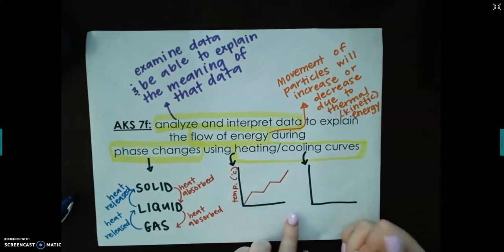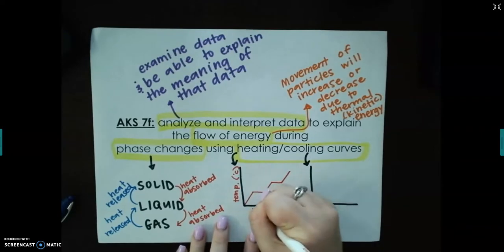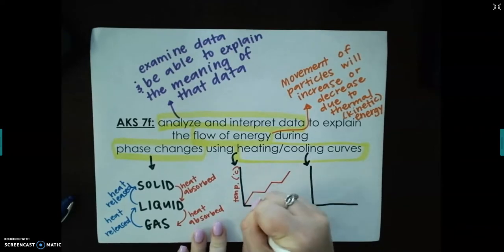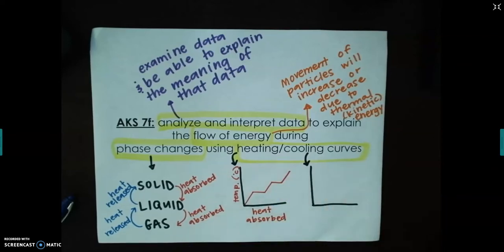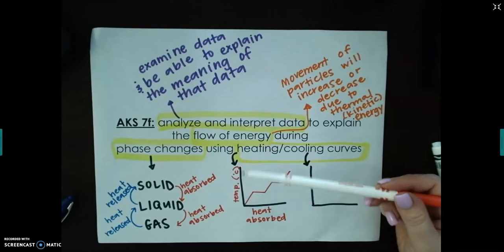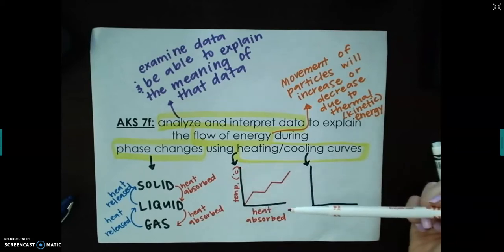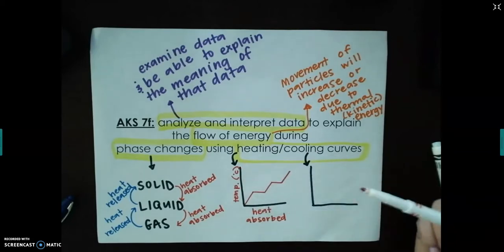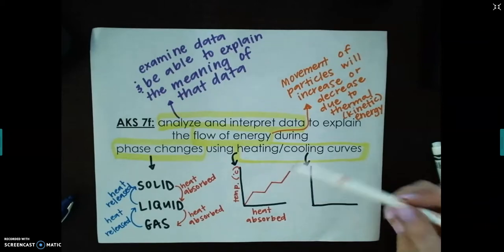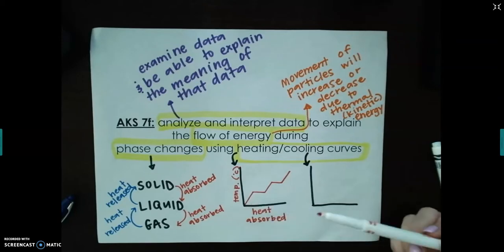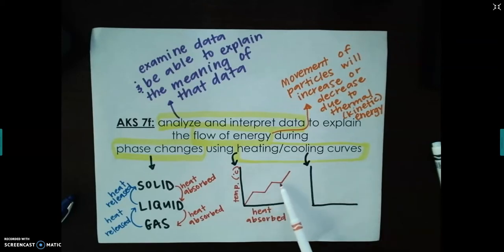And then across the bottom, I'm going to put heat absorbed. So what I should be noticing as I'm looking at my heating curve, before we label anything, is that as the temperature increases, the amount of heat being absorbed is also increasing. I should see my most kinetic energy up here and my least kinetic energy down here. So let's label what all these little segments mean on our heating curve.